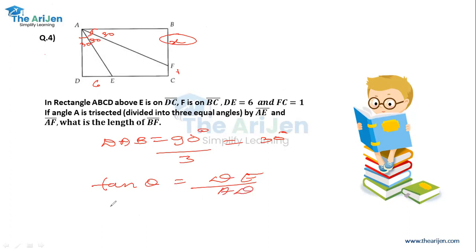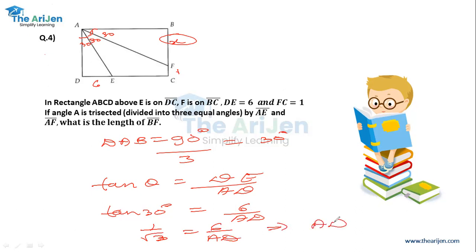Now you know that you will have to take tan 30 because all the three angles are of 30 degree, and DE is given as 6 and AD is here. And you will take tan 30 as 1 by root 3 is equals to 6 by AD. Now, if you want to find the value of AD, you will do the cross multiplication. So you are getting 6 root 3.